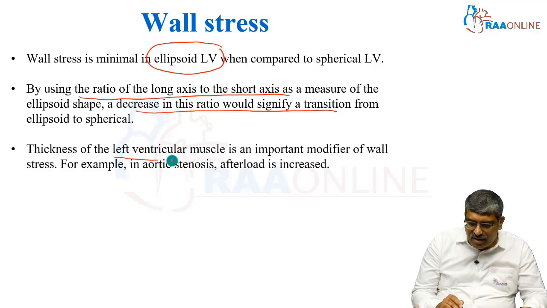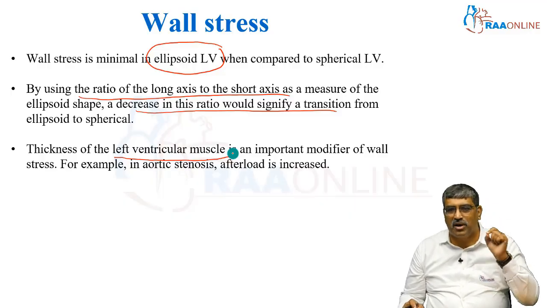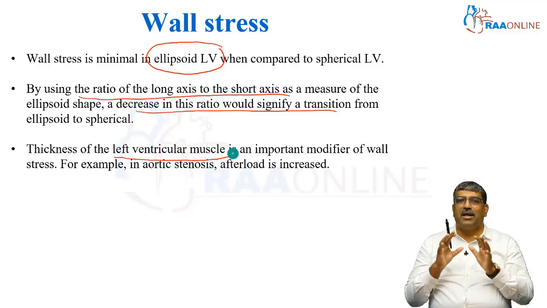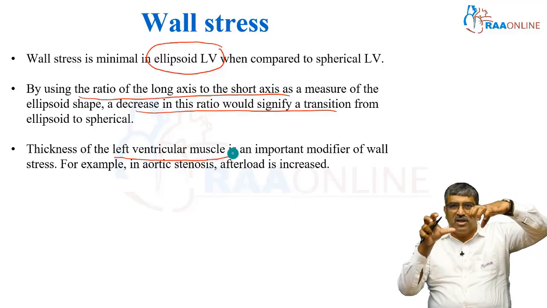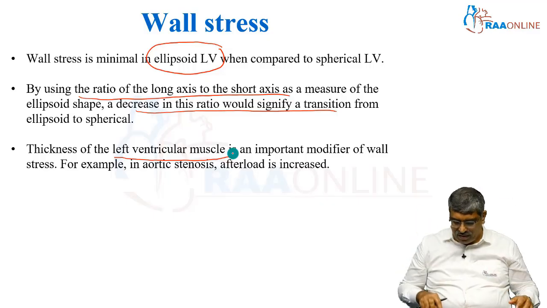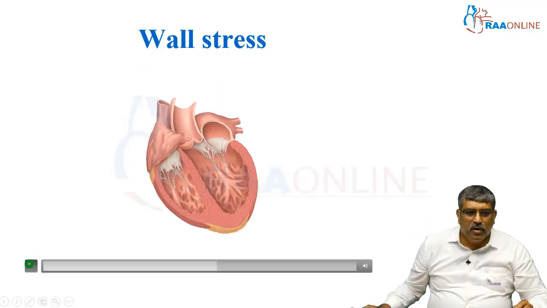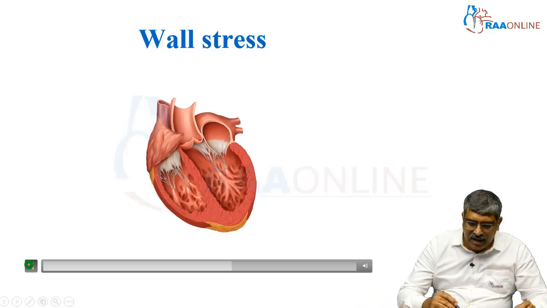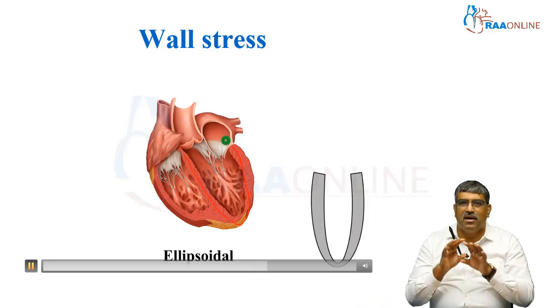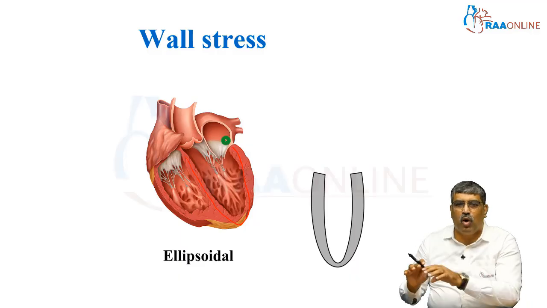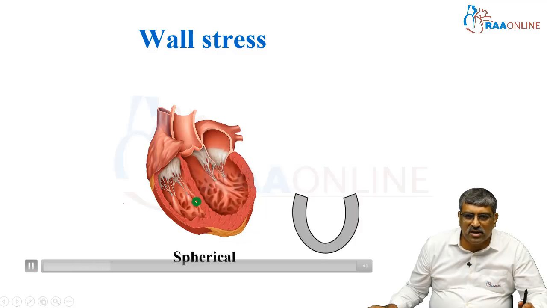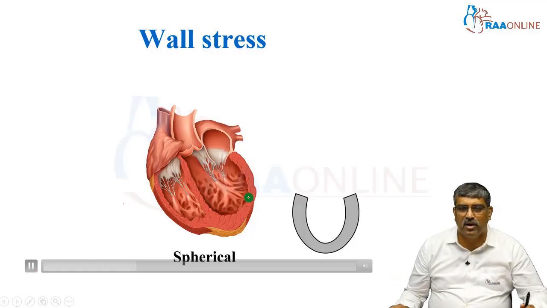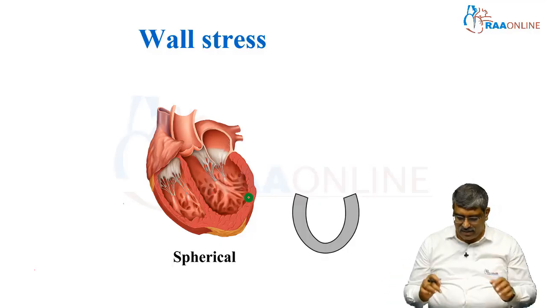The thickness of the left ventricle muscle is an important modifier for wall stress. What happens with aortic stenosis? There is a resistance for the blood from the left ventricle to go to the aorta. So there is a concentric hypertrophy and your wall thickness is increased. When you talk about wall stress, an ellipsoid shaped ventricle will have less stress on the wall. But when you have a spherical shaped ventricle, due to some pathology, the wall stress will be more than ellipsoid. So that is very important to understand.